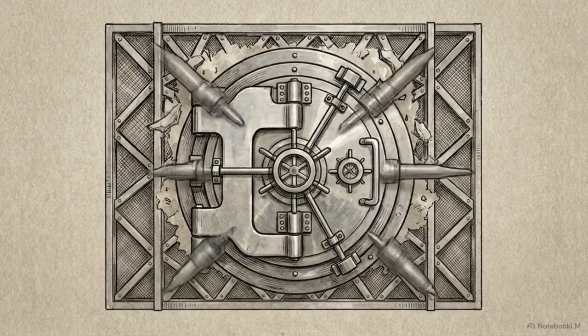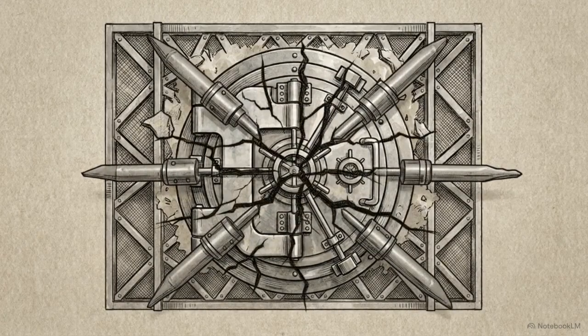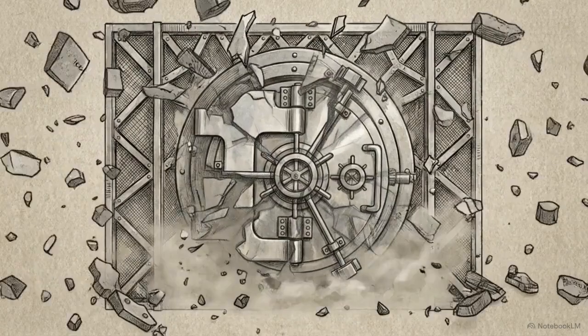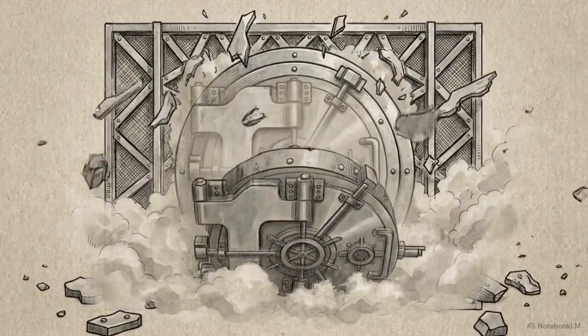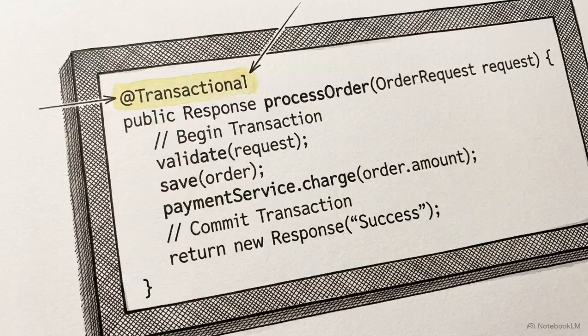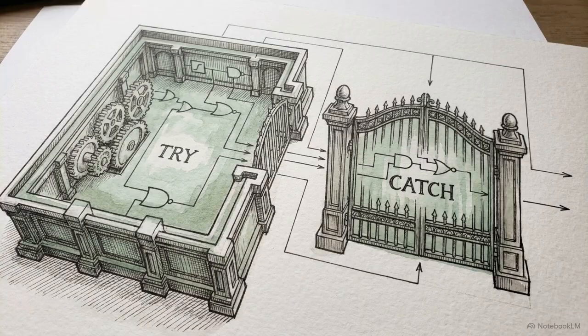You build a secure enclosure, lock the heavy bolts into place, and assume the contents are safe. Then, the entire frame shatters outward. This is a standard pattern in Spring Boot. A developer wraps a target method in a transactional annotation and includes a try-catch block to handle expected errors.